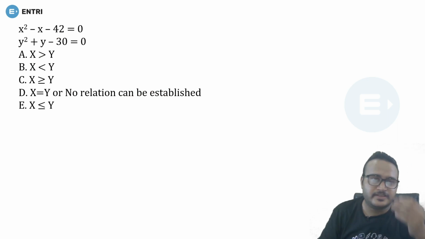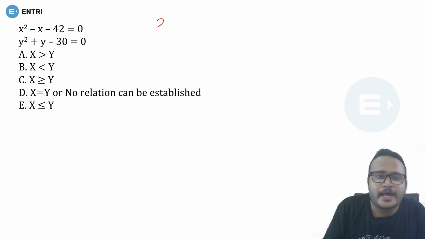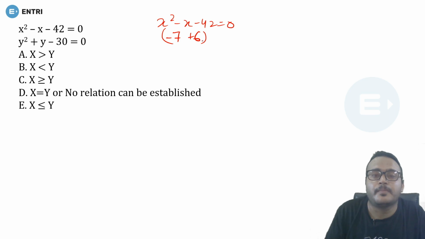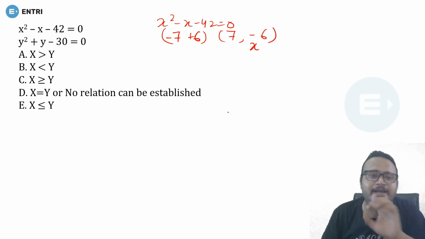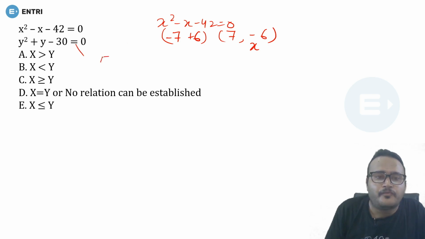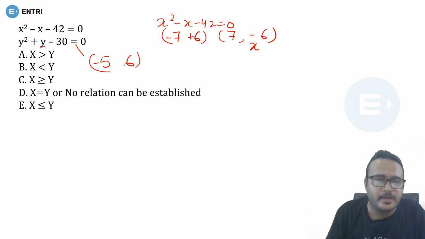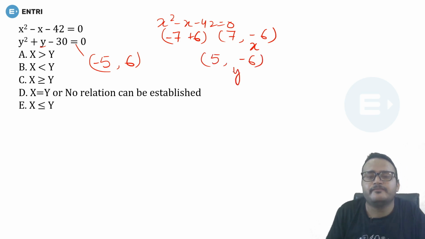Okay guys, so this is going to be your next question. x square minus x minus 42 equals 0. So 7 6s are 42, guys, and minus 7 plus 6 is minus 1. This is what we need here, but we'll be changing these signs in order to find the final values of x. So 7 and minus 6 will be the final values of x. In the same way, we can find this: 5 6s are 30, and 6 minus 5 is plus 1. This is what we need. And in the final step, we'll be changing these signs. 5 and minus 6, these will be the values of y.